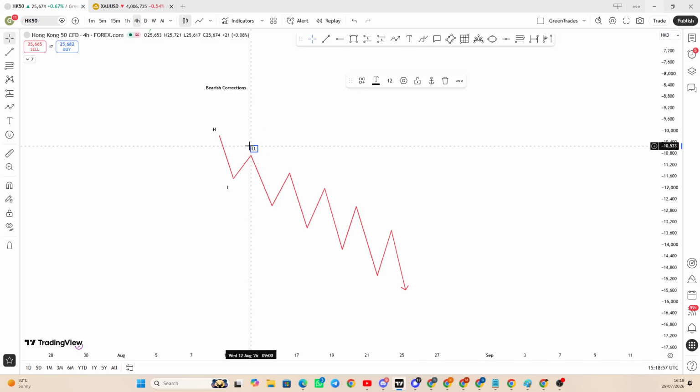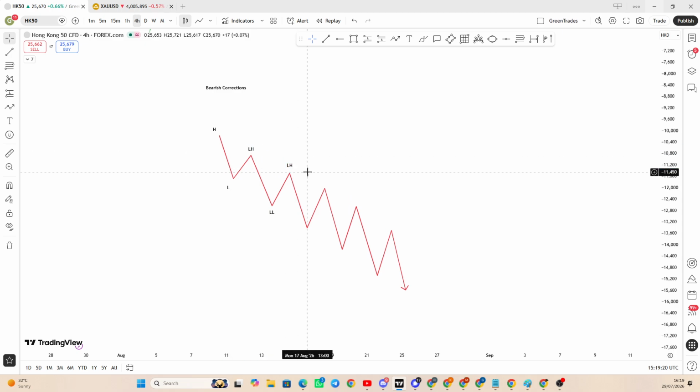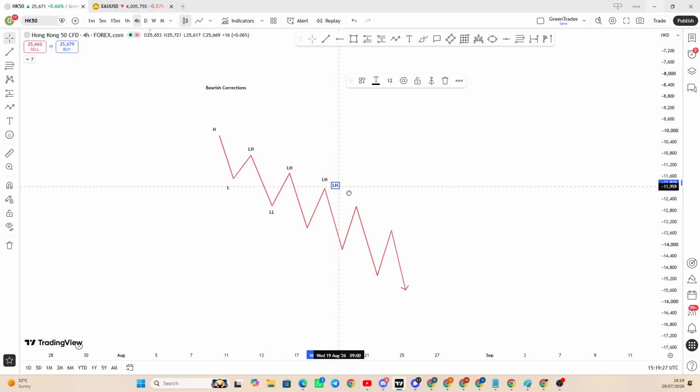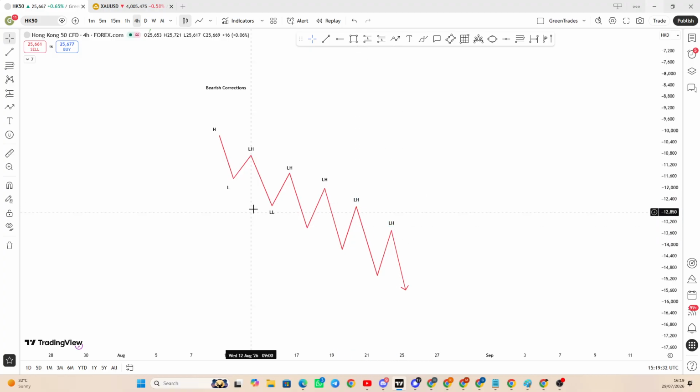So this becomes a lower high, and this lower high created another low which is lower than that low, so that becomes a lower low. So this becomes a lower low, right? And then it continues from there. So lower lows, lower highs being formed, right? Let's do that for the lower lows as well.